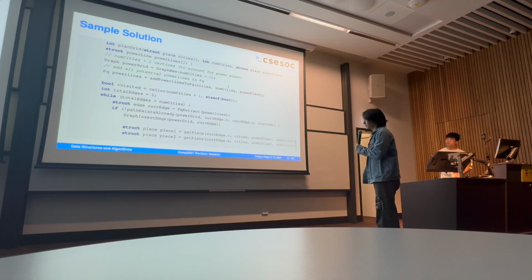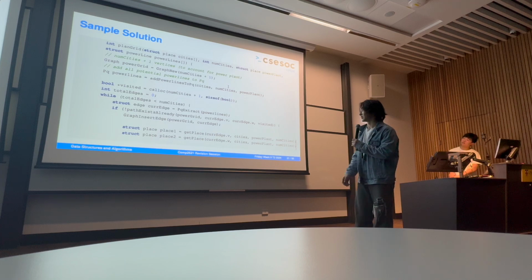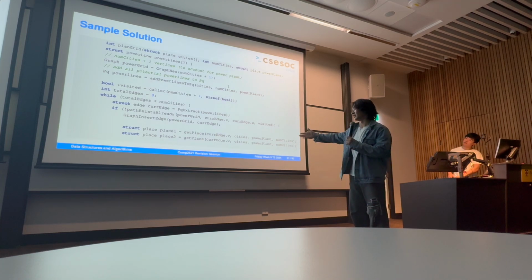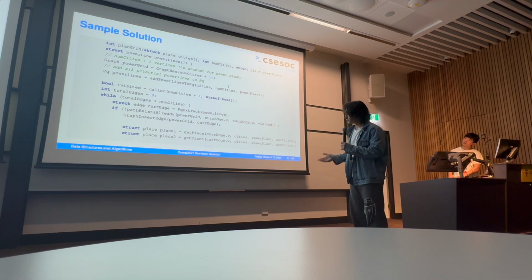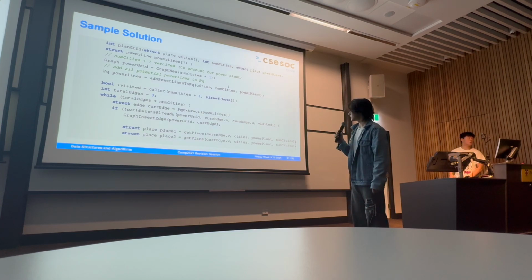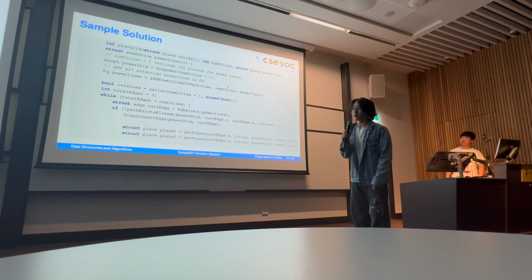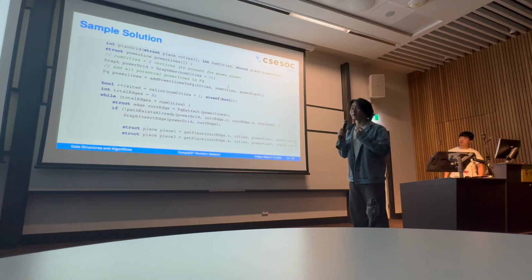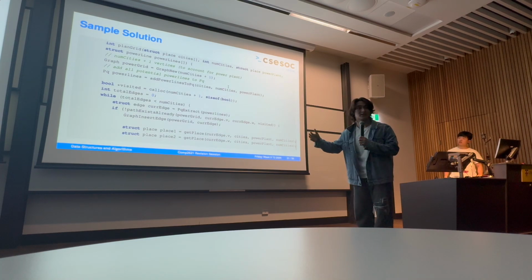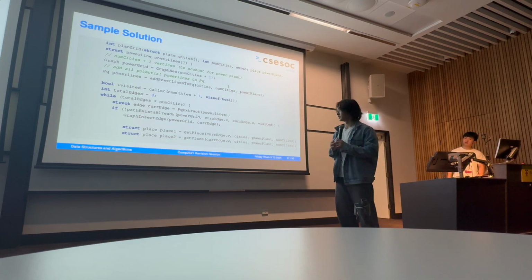So we're going to define our current edge, and if the path already exists, we're going to insert this edge into our power grid, essentially the MST portion. Does that make sense?